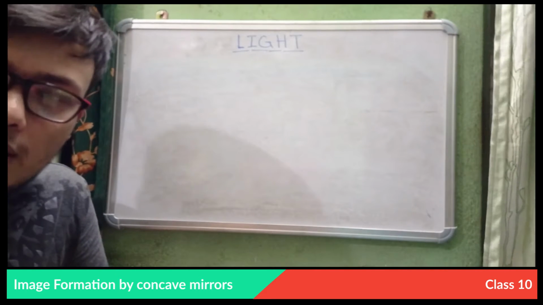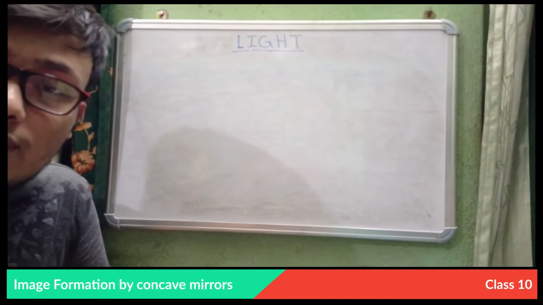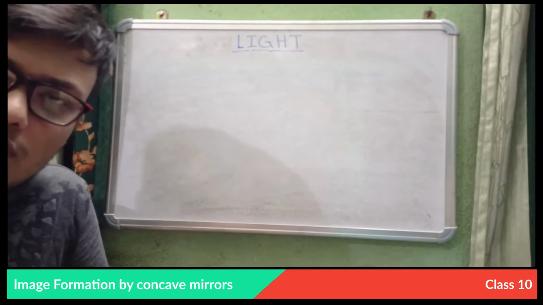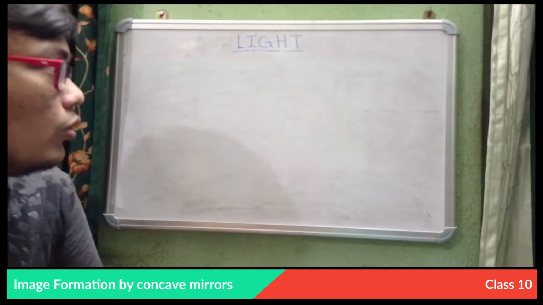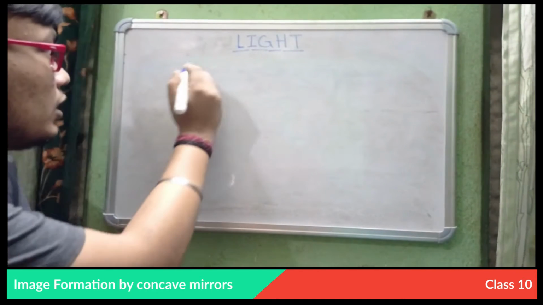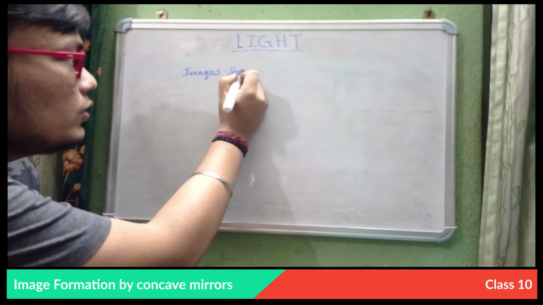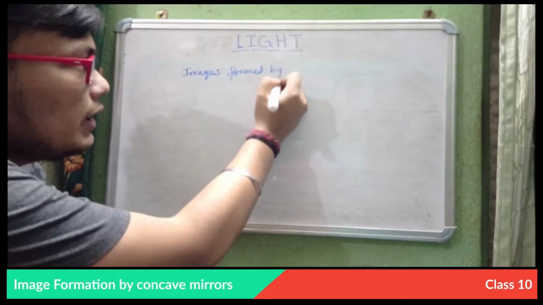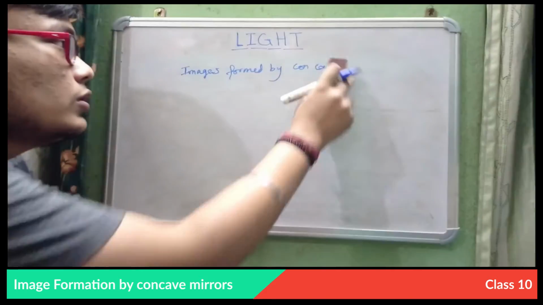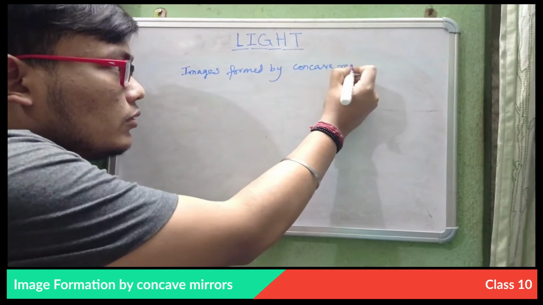So in this video I will be discussing the various characteristics of images which are formed when we place the object at various positions with respect to the concave mirror. Okay, so images formed by concave mirrors.